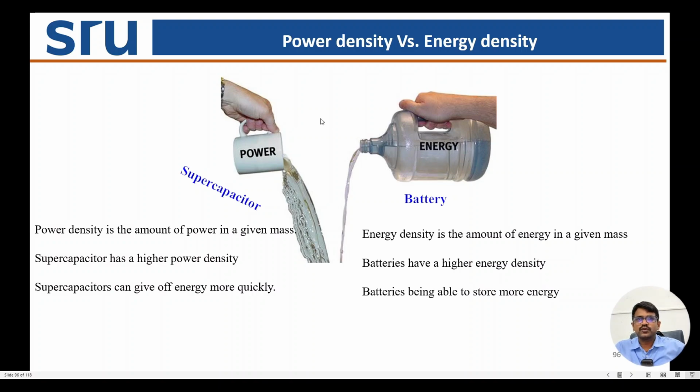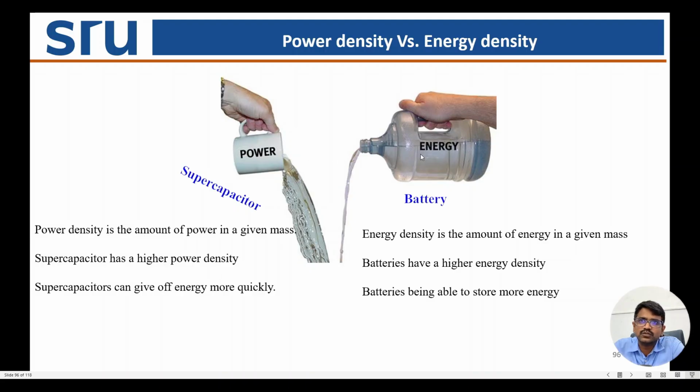Yeah, then this is very important to understand: what is power density and what is energy density. We discussed earlier that batteries have high energy density, and supercapacitors have high power density. Actually, what is power density? Power density is the amount of power in a given mass. Energy density is the amount of energy in a given mass. Then supercapacitors have a higher power density.